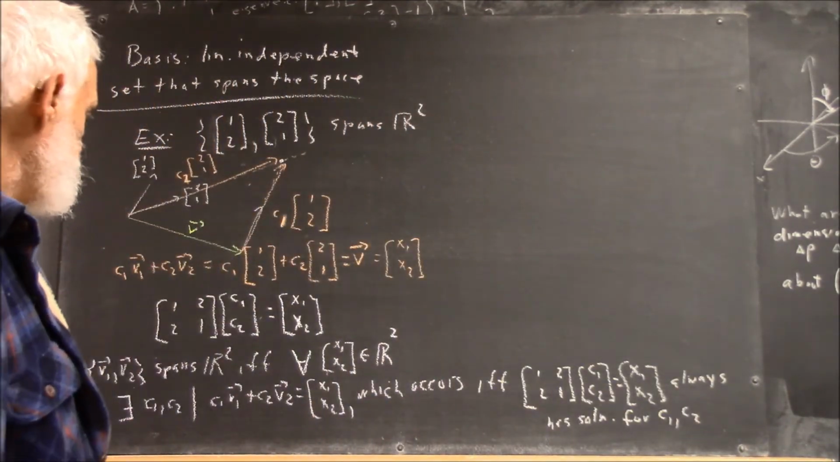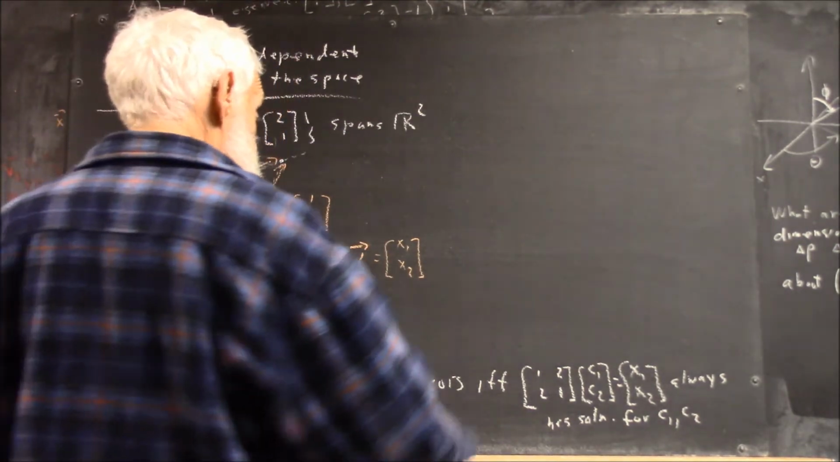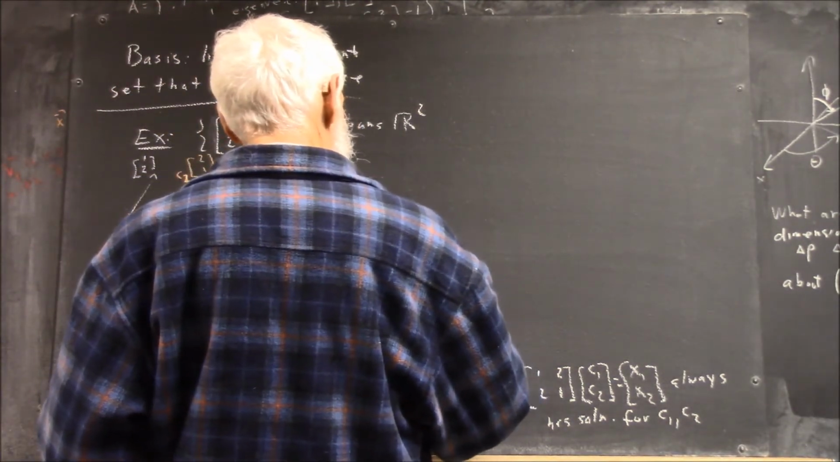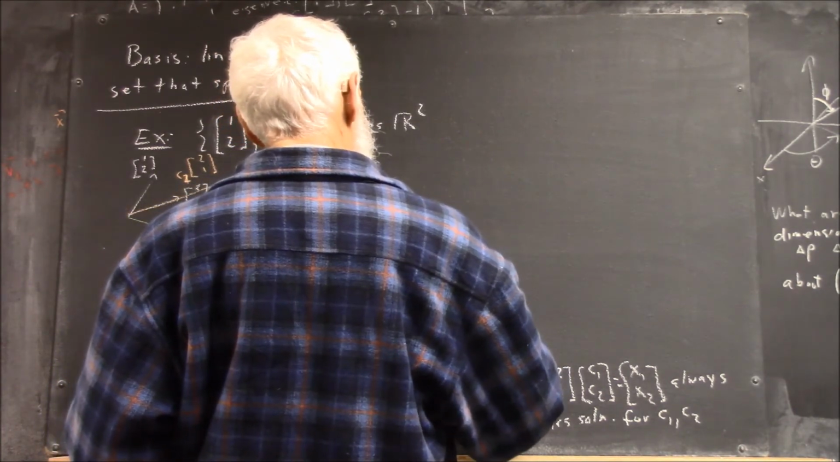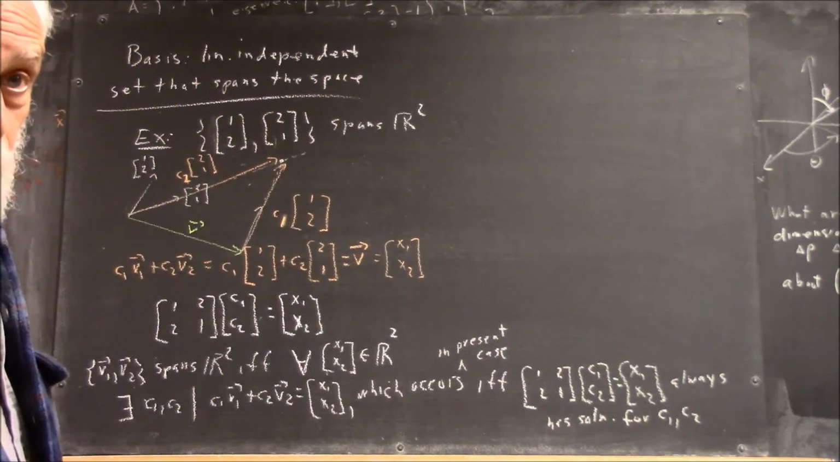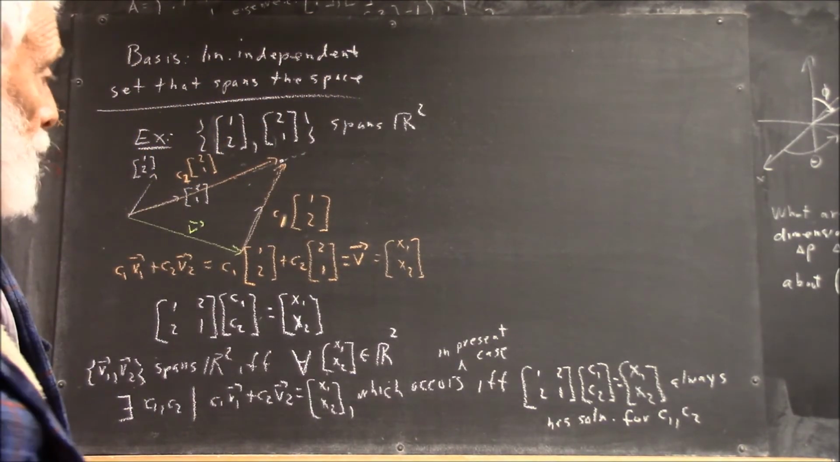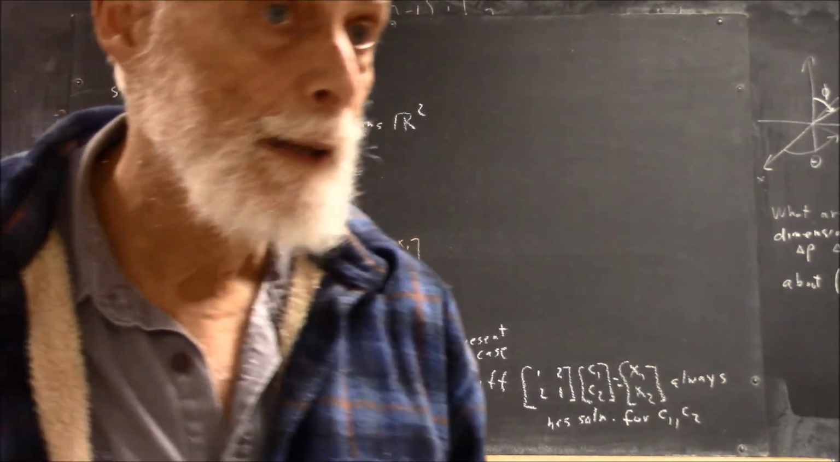Okay. And this occurs, for the present example, if and only if this always has a solution for C1 and C2. Okay? Now, what is it that determines whether this always has a solution? All right, well, any other questions?